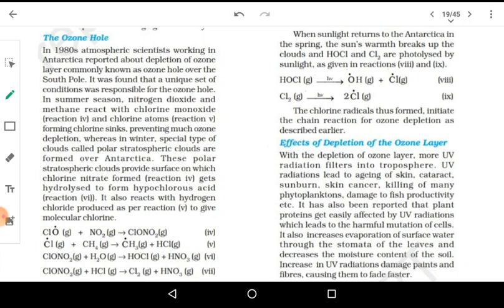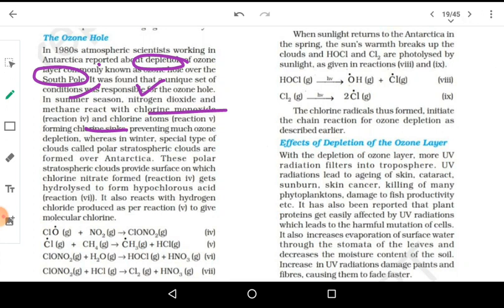So let us learn about the ozone hole. In the 1980s, atmospheric scientists working in Antarctica reported the depletion of the ozone layer, which is commonly known as the ozone hole, over the South Pole. It was found that a unique set of conditions was responsible for the ozone hole. In the summer season, nitrogen dioxide and methane react with chlorine monoxide, that is ClO, and chlorine atoms, forming chlorine sinks, preventing much of the ozone layer depletion.